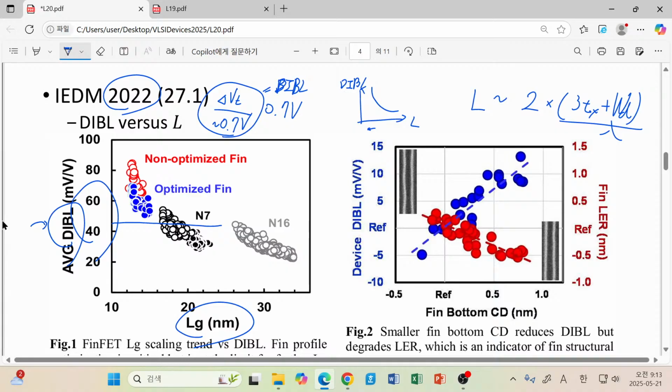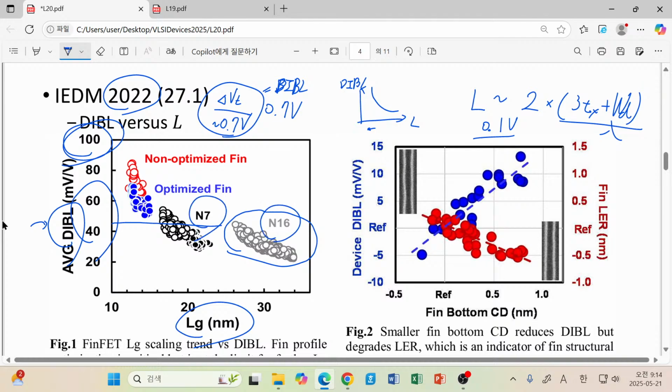The acceptable value for DIBL is at most 0.1 volt. What is 0.1 volt? That corresponds to 100 millivolt, and we assume that VDD is also on the order of 1 volt. So here we have 100 millivolt per volt, and this is quite a bad value. We cannot live with this high number, so we want to reduce it as much as possible. And this is really well controlled, under 50 millivolt per volt.